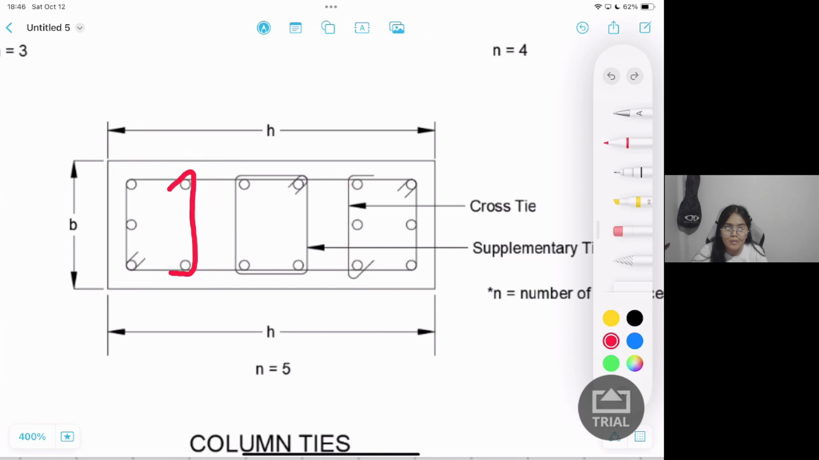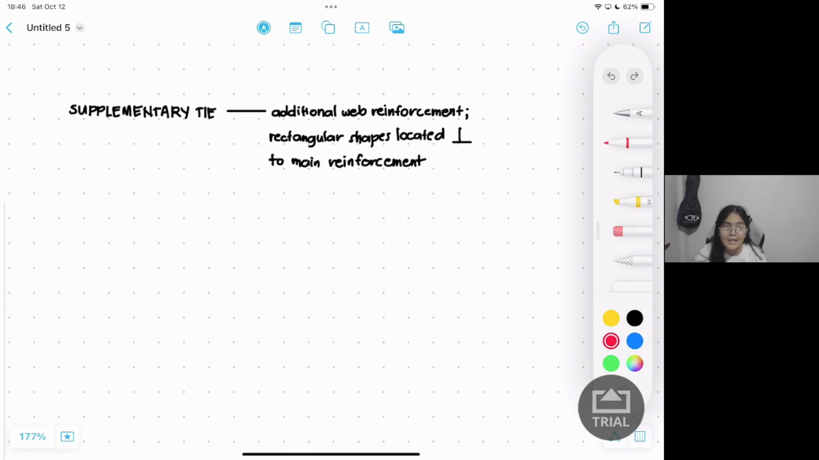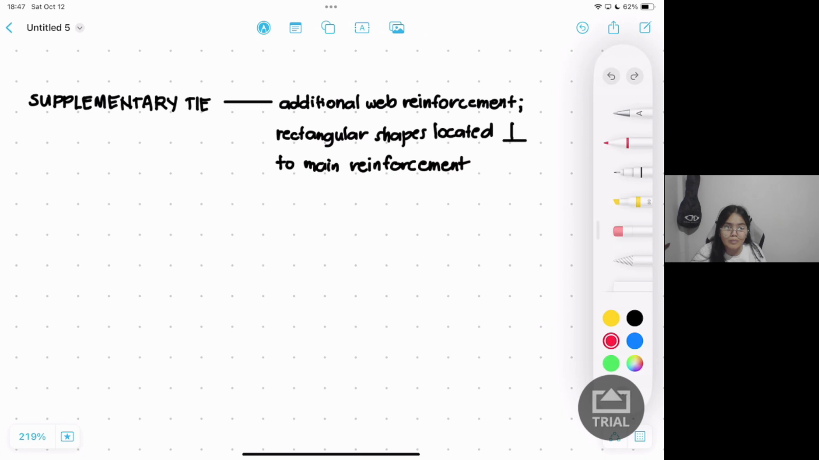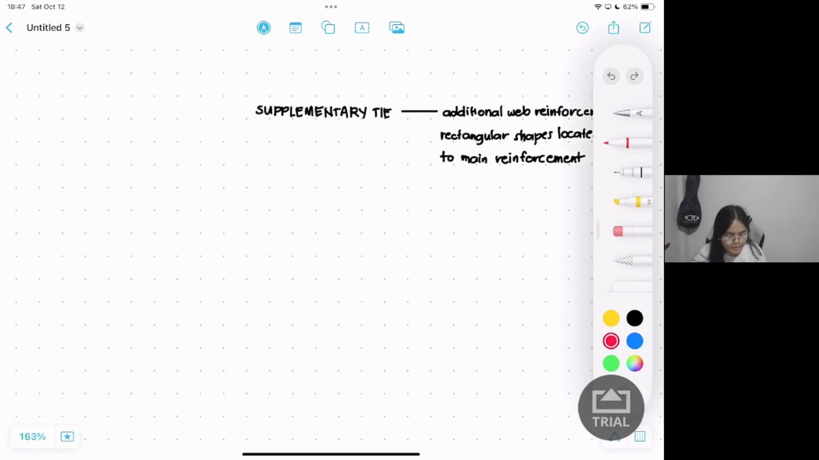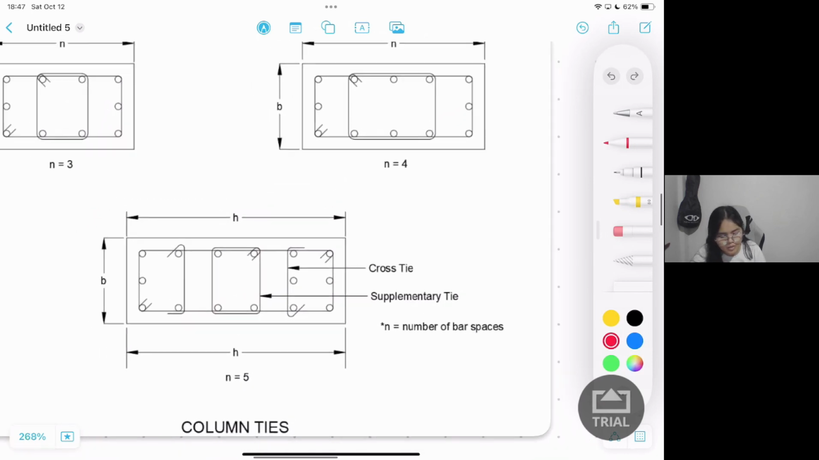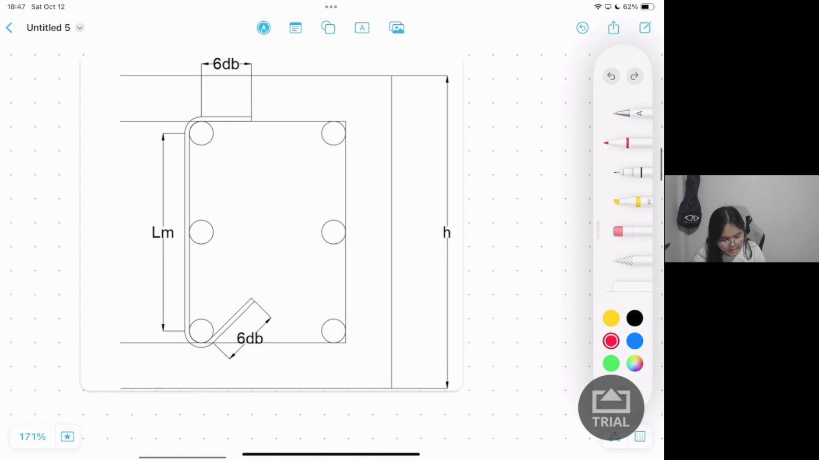Okay? How about yung supplementary ties natin? Okay? Ang definition niya ay this is an additional web reinforcement. And isa siyang rectangular shape located perpendicular to the main reinforcement. So, dito sa figure natin, ito yung supplementary tie. Okay? So, meron siyang parang additional siyang stirrup, kumbaga. Okay? So, ang first natin na i-compute ay yung for cross tie. Okay? So, ito yung example niya.